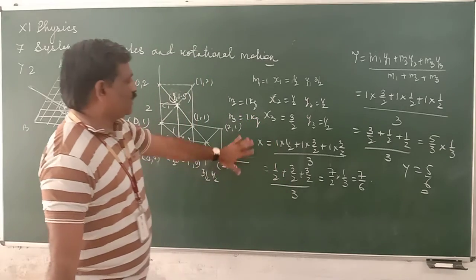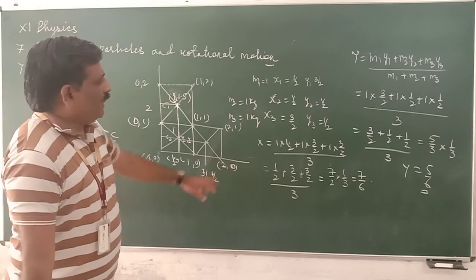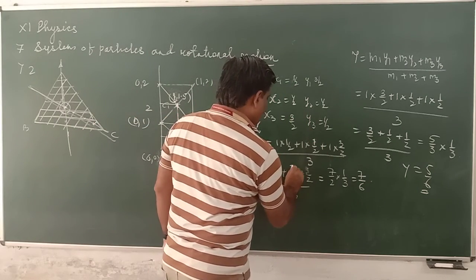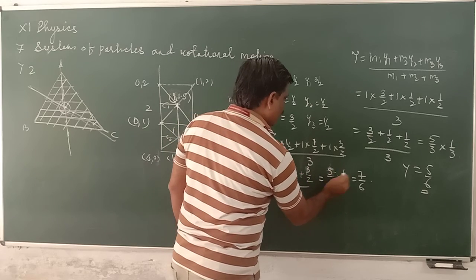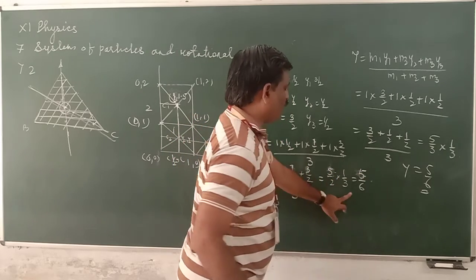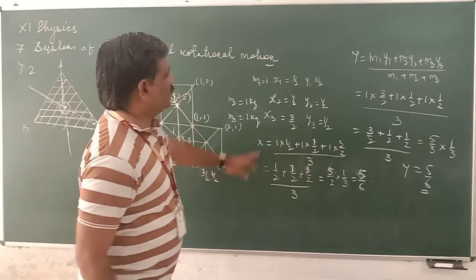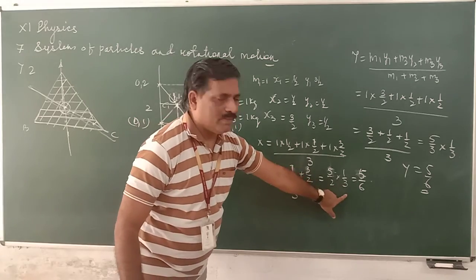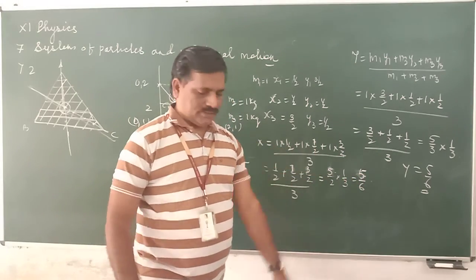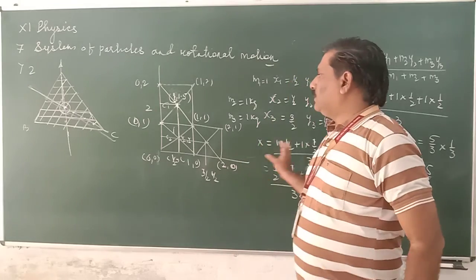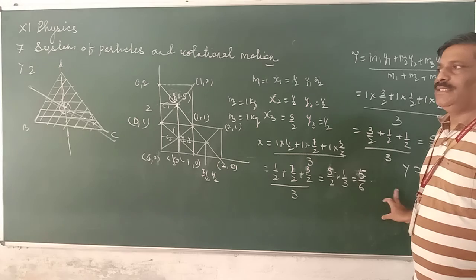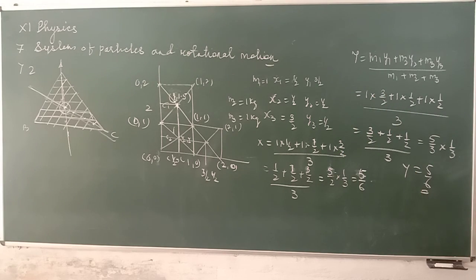Let us check x first. Somewhere we have gone wrong. Here x should be half, so it will become half. So x is also 5/6, and y is also 5/6. Therefore, the center of mass of this lamina is (5/6, 5/6). That's all for this problem. Thank you.